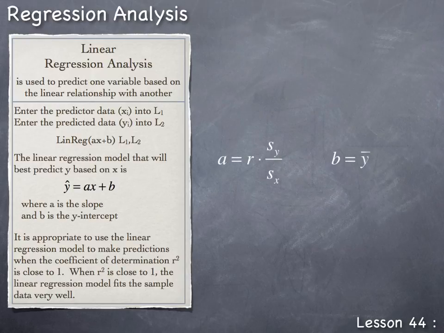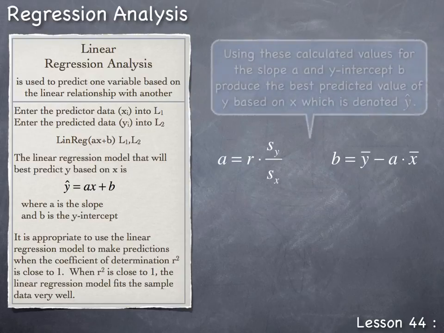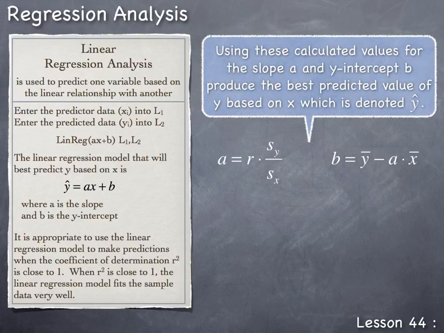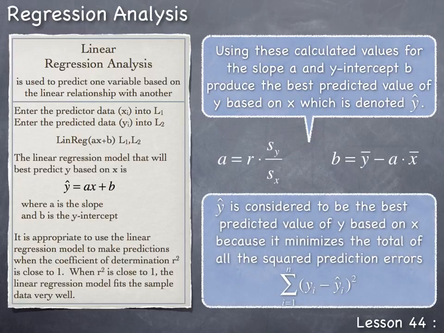Here are the formulas the TI-84 calculator uses for calculating a, the slope, and b, the y-intercept of the regression line. Using these calculated values for the slope a and y-intercept b produce the best predicted value of y based on x, which is denoted by the symbol y hat. Y hat is considered to be the best predicted value of y based on x because it minimizes the total of all the squared prediction errors. That is, the linear regression model that will best predict y based on x, given by the form y hat equals ax plus b, produces the regression line that is as close to all of the data points as it can be.